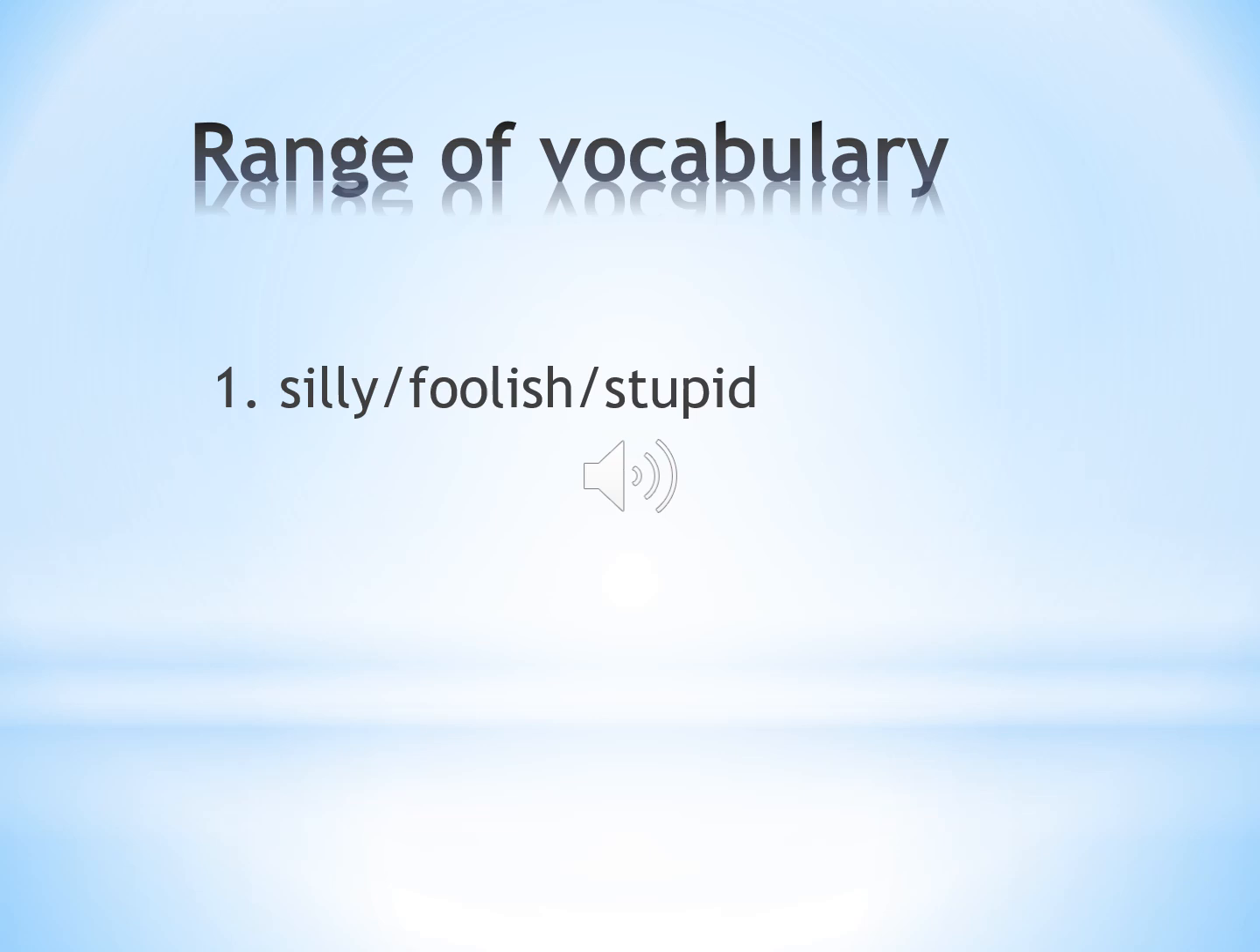Here we discuss a range of vocabulary. So you can see three words given there: silly, foolish, and stupid. This is a basic level vocabulary. Think of some words which mean the same, some better words. You pause this video here and think of some words that you can use instead of silly, foolish, or stupid.